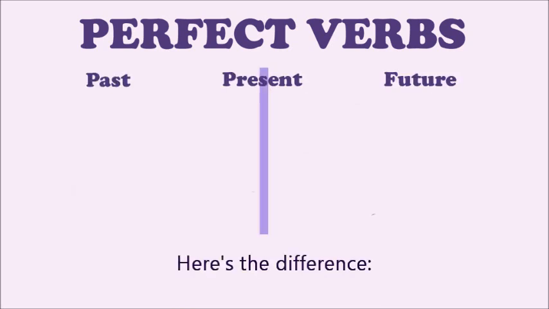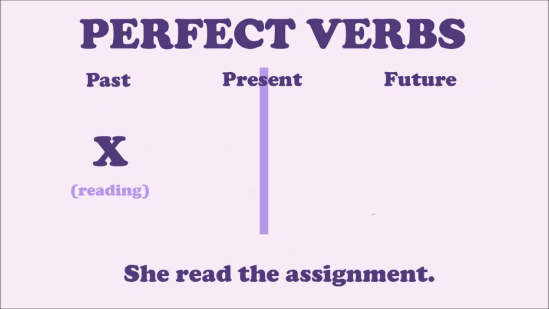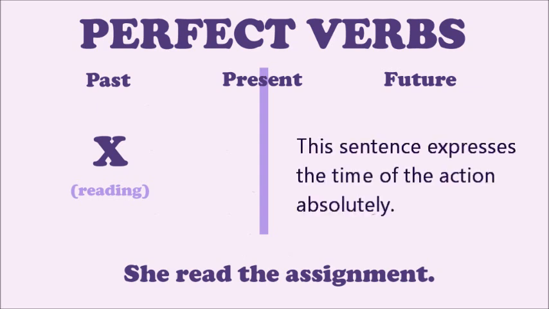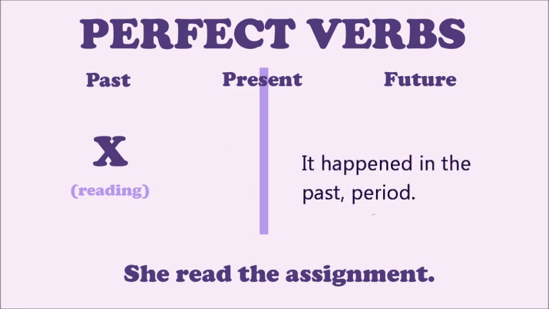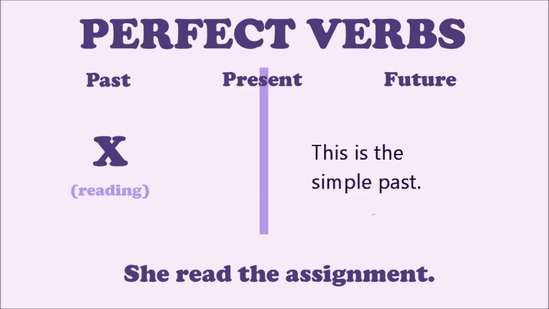Here's the difference. She read the assignment. This sentence expresses the time of the action absolutely. It happened in the past, period. This is the simple past.